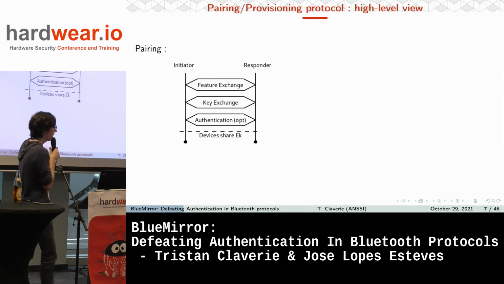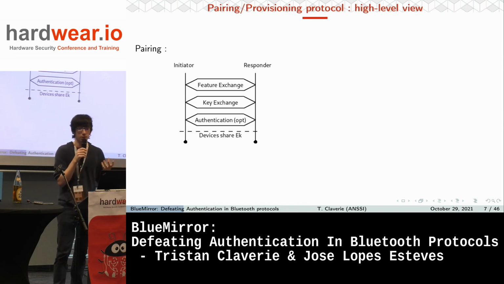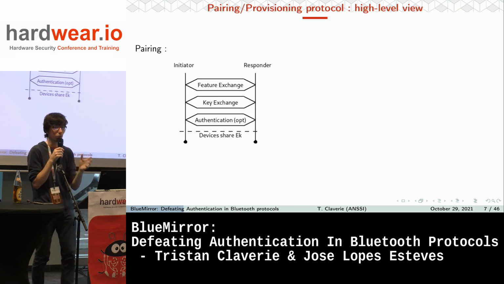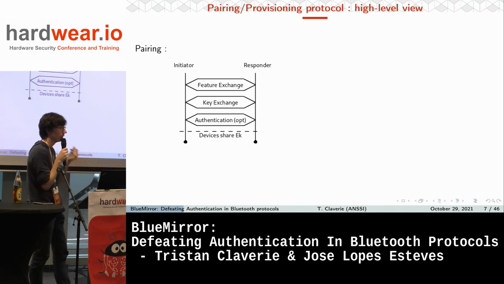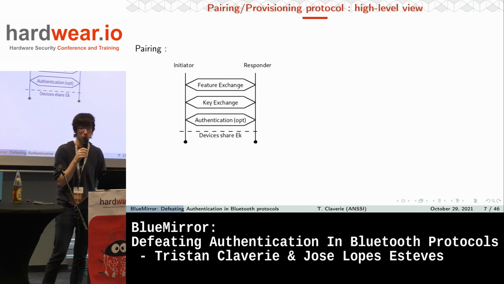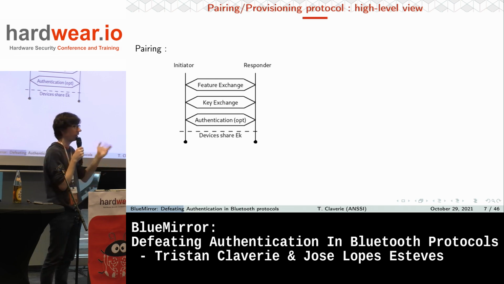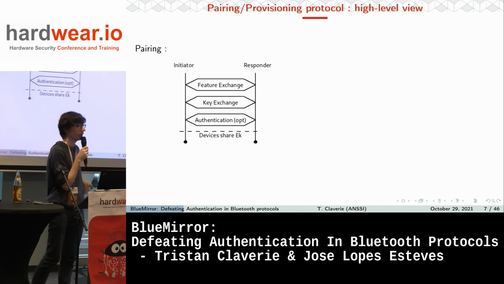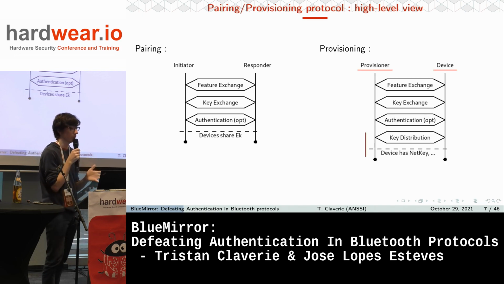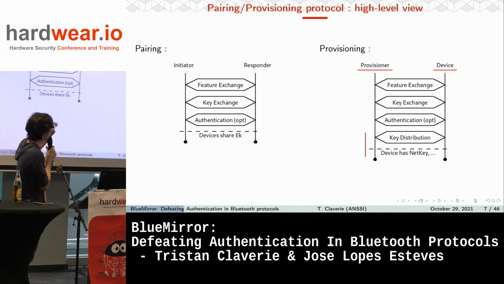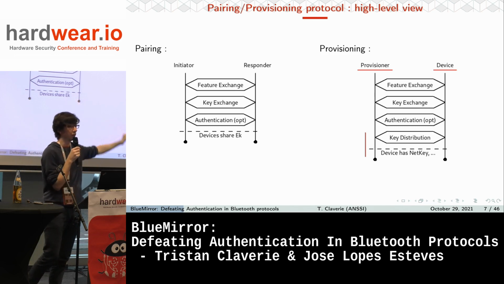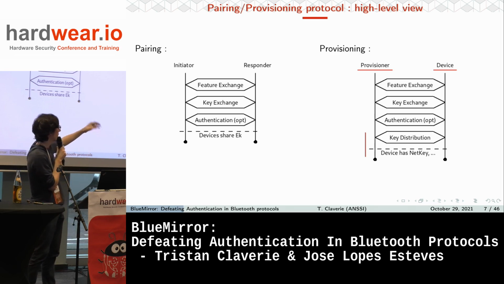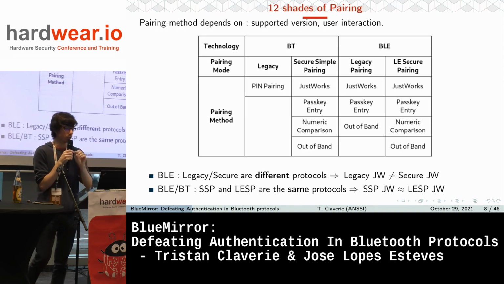If we stay at a high level, pairing always works this way. 2 devices exchange their capabilities: what version of the protocols they support and what cryptographic algorithms they support. This is used to select a pairing method. Then they exchange a key and they may authenticate this key. Provisioning is the same thing: we still have feature exchange, key exchange, and authentication. The only difference is that the provisioner sends the network key to the device in a step called key distribution.